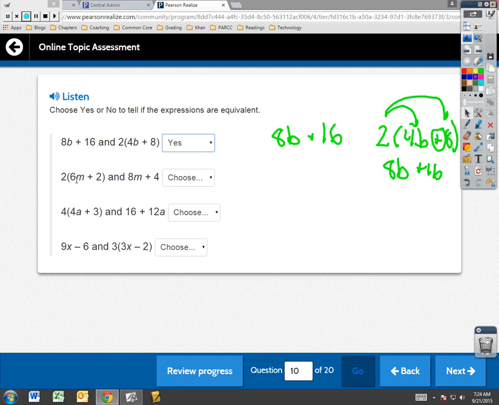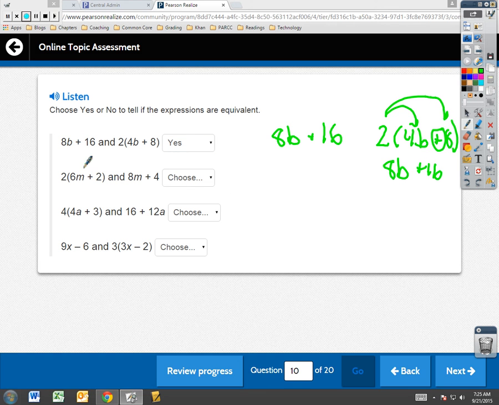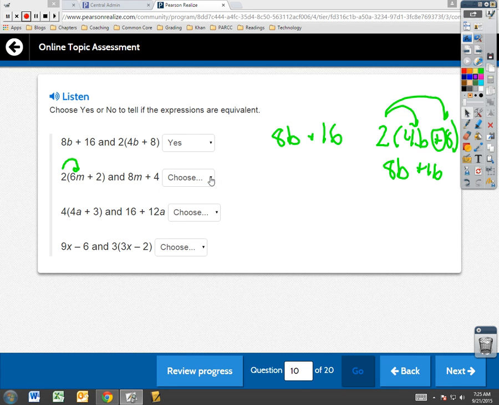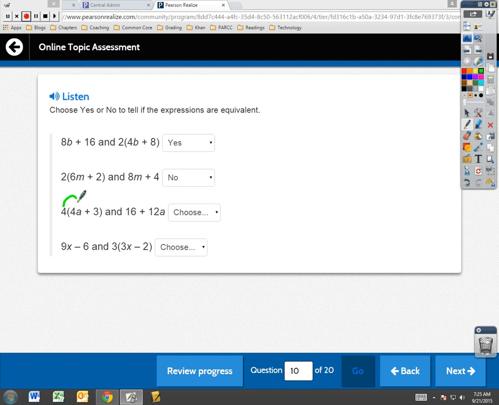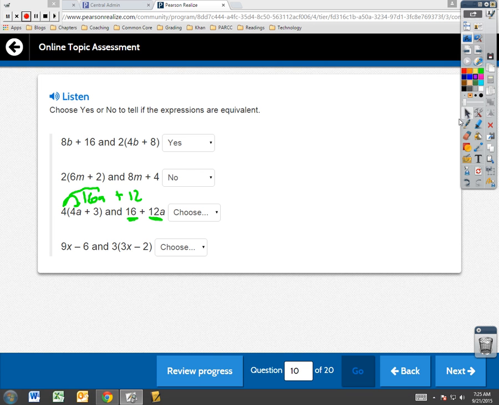Next one, 2 times, open parentheses, 6m plus 2, close parentheses, and 8m plus 4. Well, I'm going to just do this. What's 2 times 6m? 12m. That says 8m. That's not equivalent. Next one. Looks like here we have 4 times 4a, which isn't that 16a, plus 4 times 3, which is 12. But notice, they just switched. They gave me the same numbers, but they switched the variable, which does not make this equivalent. So that is also a no.